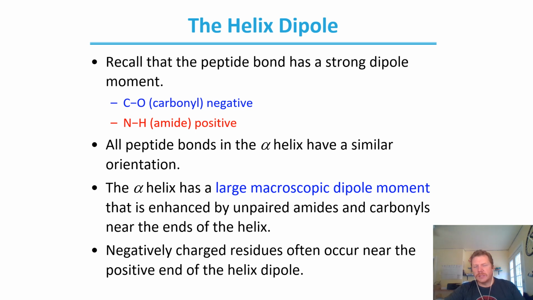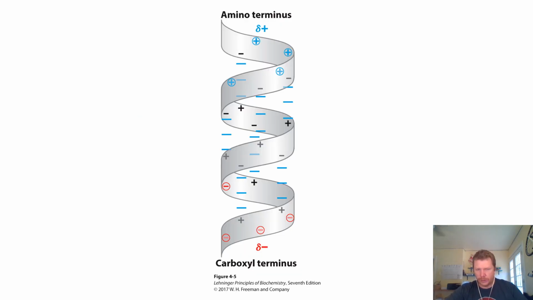Now, what that is actually going to look like is your N termini is positively charged and your C termini is negatively charged. So we almost have an increase in concentration of those positively charged groups on the N termini and an increase in the concentration of negatively charged groups on the C termini. So that's just a facet of what that alpha helix ultimately looks like and where that charge distribution ends up being.